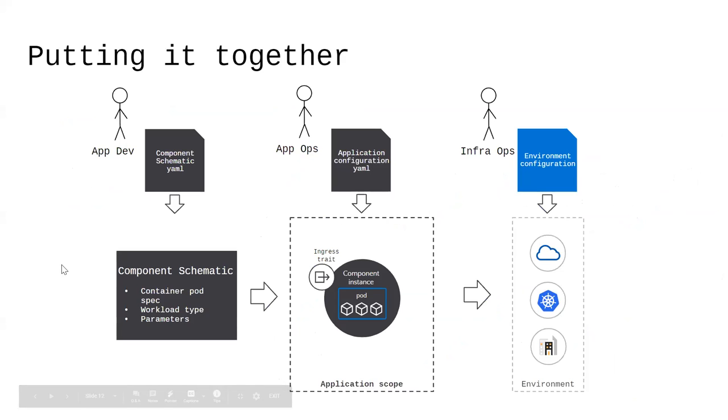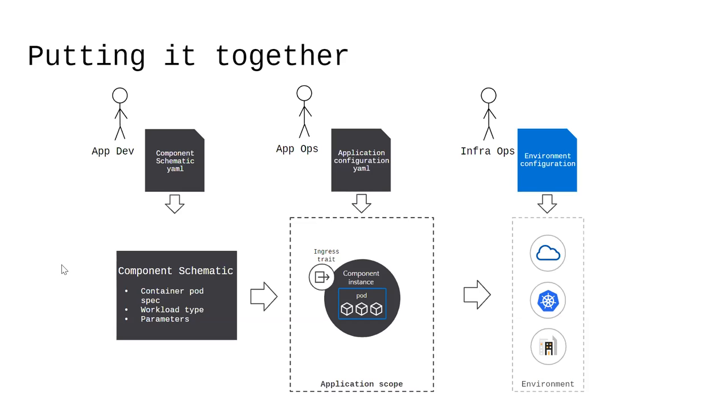So, putting together these four main constructs, components, traits, scopes, and application configurations, with the personas we described earlier. We have the application developers who are authoring the component schematic. So this is essentially a container pod spec along with a workload type, which I'll dive into in a little bit, and any parameters that they might need to have overridden by the application operator.